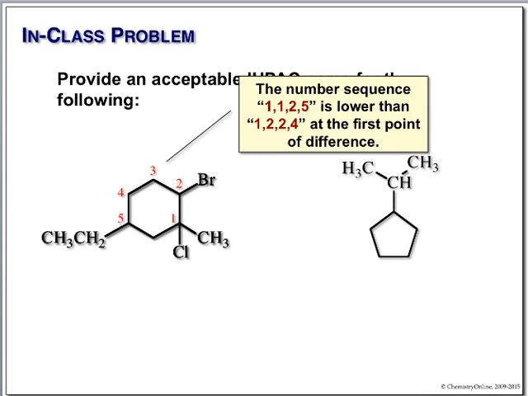Let's see, alphabetically, we're going to have a 2-bromo first, aren't we? Then we're going to have a 1-chloro. We will have a 5-ethyl, and we'll have a 1-methyl. 2-bromo, 1-chloro, 5-ethyl, 1-methyl, cyclohexane.